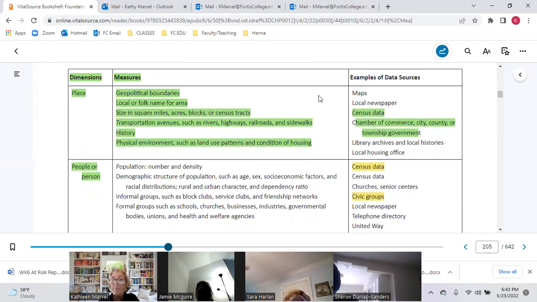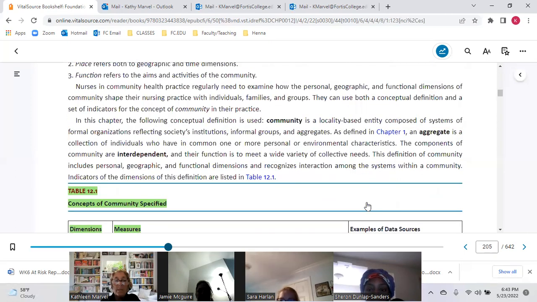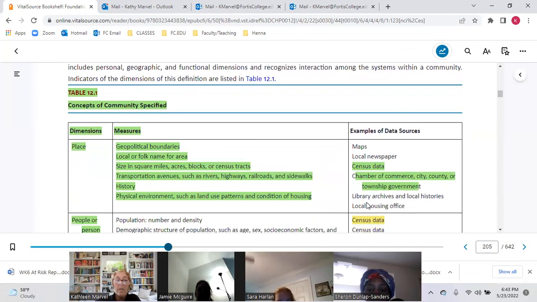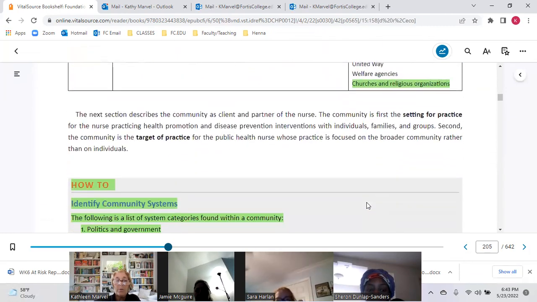This last column is examples of data sources. So here's what place might measure, people might measure, and function might measure. And here's your sources of data. So we have to understand that. What are the three concepts that make up the community? Place, people, and function.